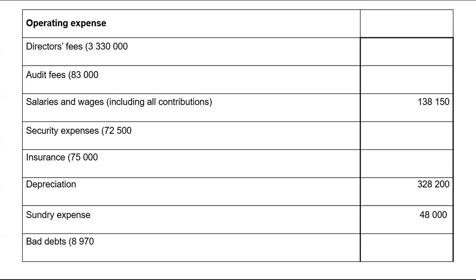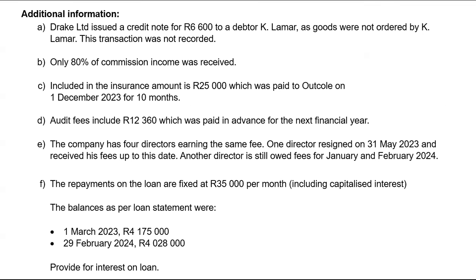I'm going to go straight to adjustments. The first adjustment says that Drake issued a credit note. So I guess when you issue a credit note, you know what needs to happen. For 6,600 to a debtor, Kendrick Lamar, as goods were not ordered by Kendrick Lamar, this transaction was not recorded.